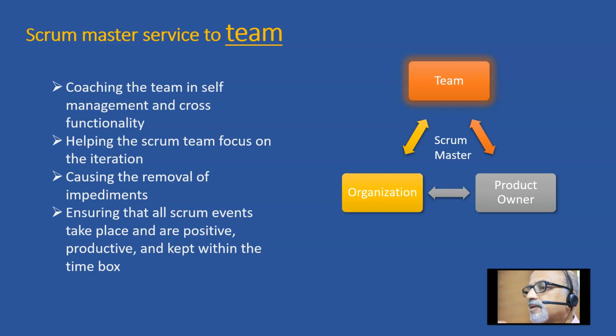As and when the team comes across an issue which is preventing them from proceeding further, the Scrum Master has to facilitate a solution to that. It can be dependencies, it can be scope creep, it can be lack of clarity on the requirements, it can be lack of equipment. Whatever may be the issue which the team is unable to resolve, the Scrum Master has to get it resolved. So that is causing the removal of impediments.